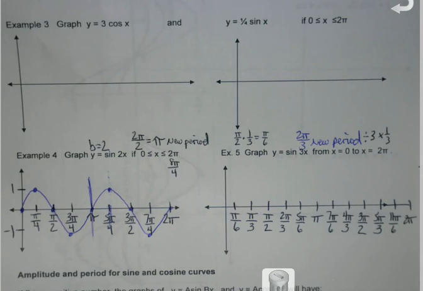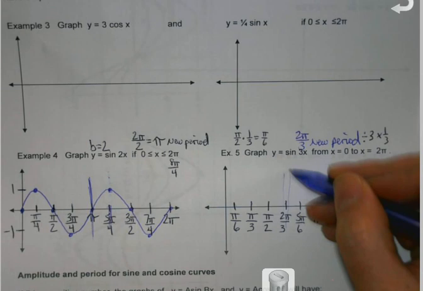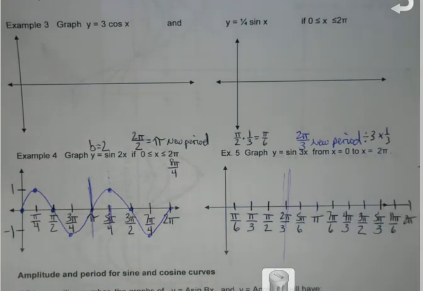The larger that value gets for your B value in front of your period, the more squished you are going to be. Because if you graphed these now, you would have 3 complete cycles that would go through those 3 areas. And that gets to be kind of crazy.